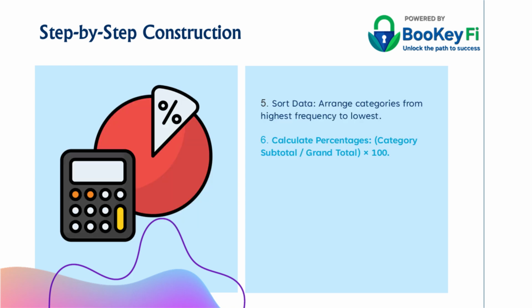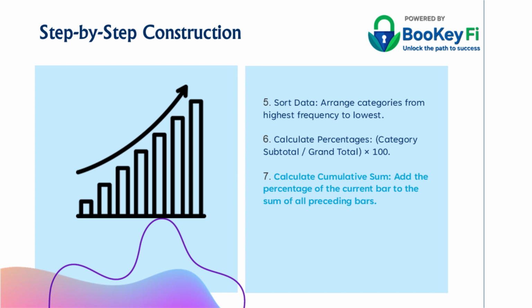Next, calculate the percentages. You do this by taking the subtotal for each category, dividing it by the grand total, and multiplying by 100. This shows the relative weight of each individual problem. Then, you calculate the cumulative sum. Starting with your first category, you add the percentage of the current bar to the sum of all preceding bars. By the time you reach the last category, your total must equal 100%.